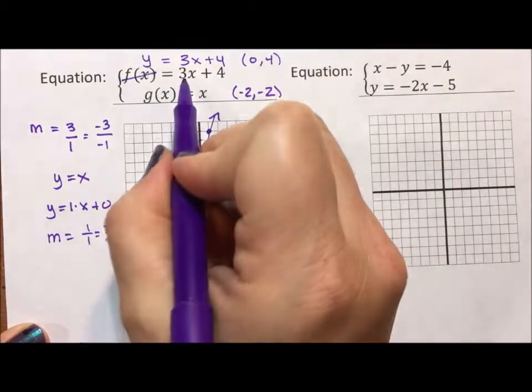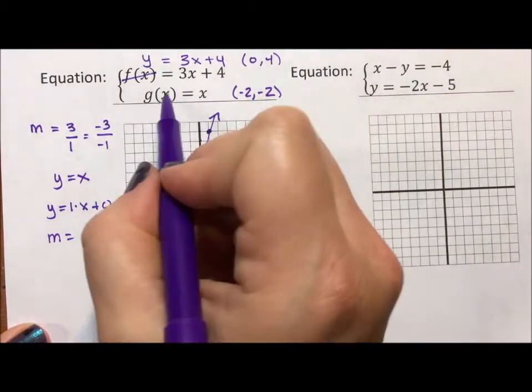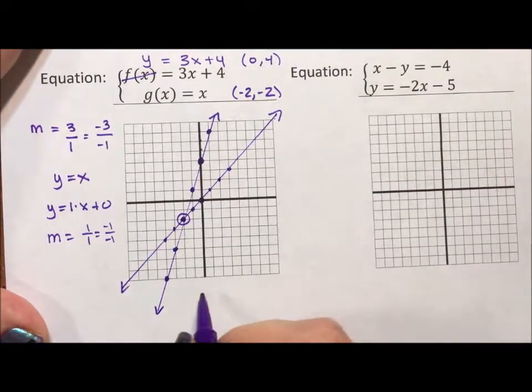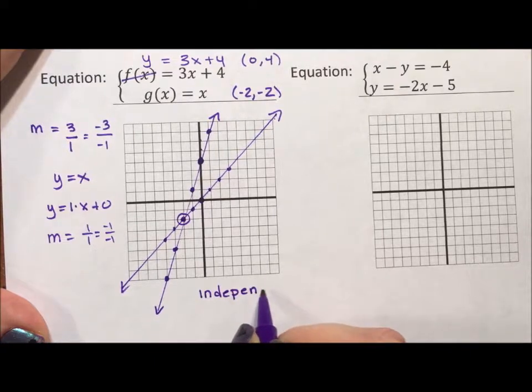Now I can check it. 3 times negative 2 is negative 6, plus 4 is negative 2. Y equals x. Y equals x. These two lines are independent. Independent means that they are two distinct lines, and they are.